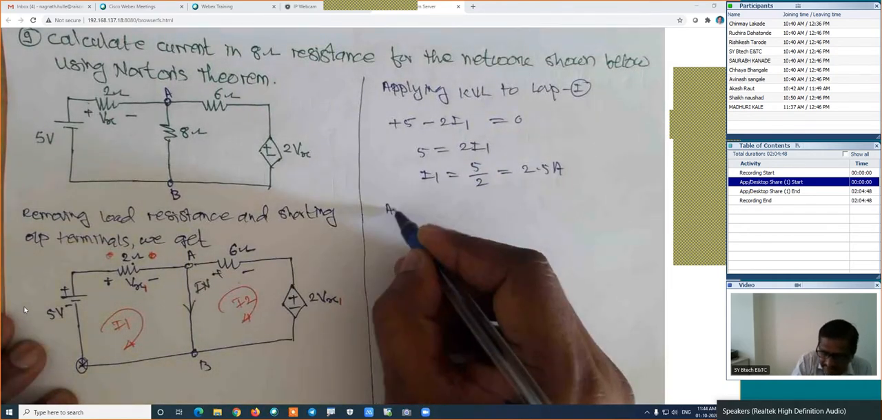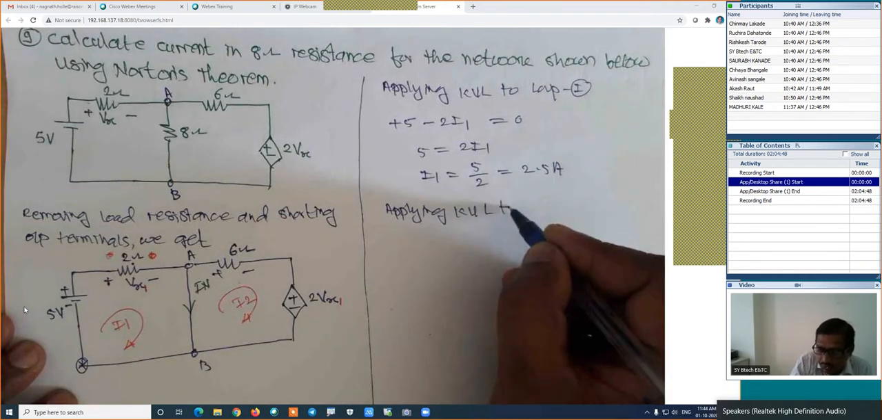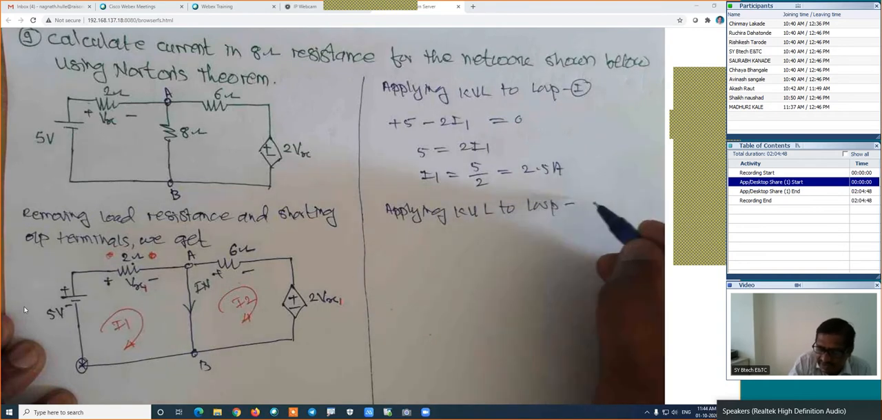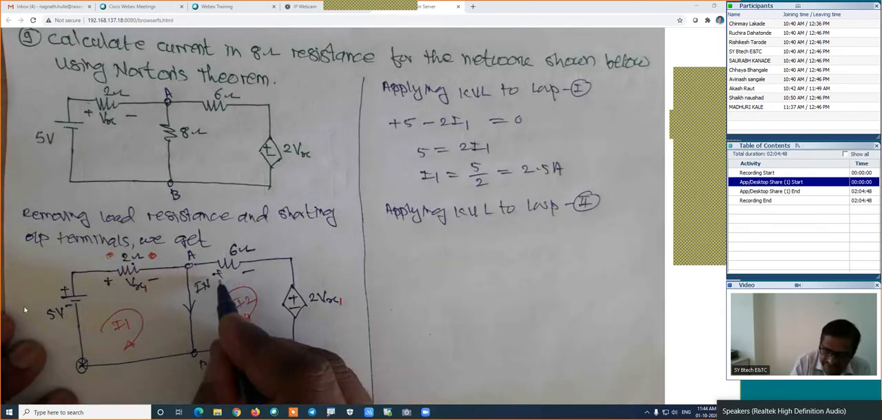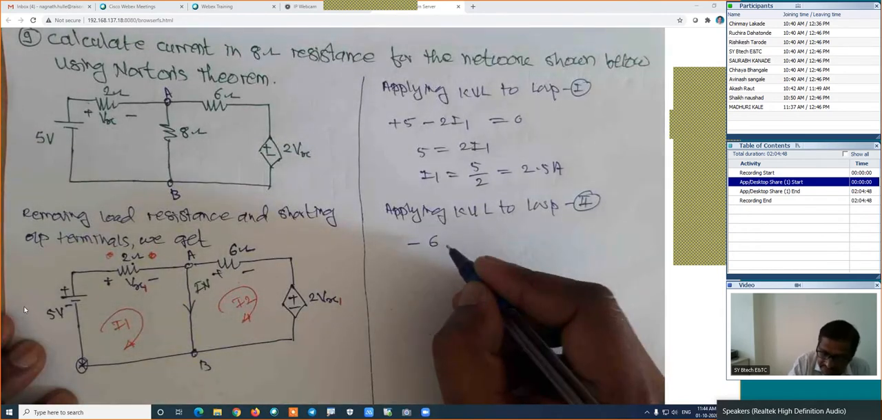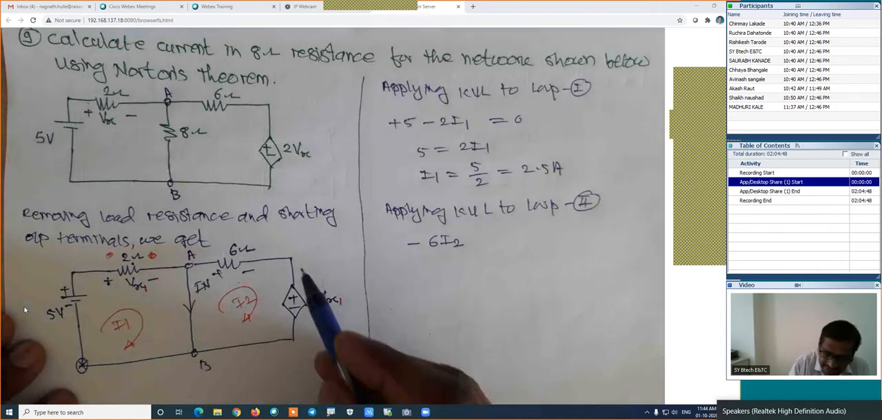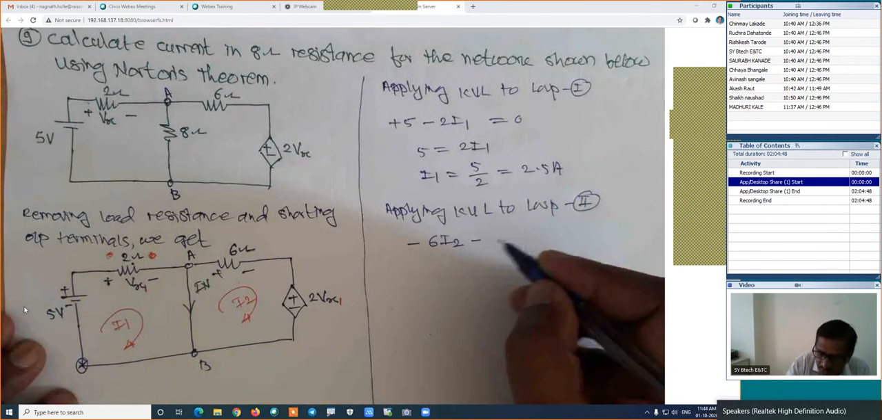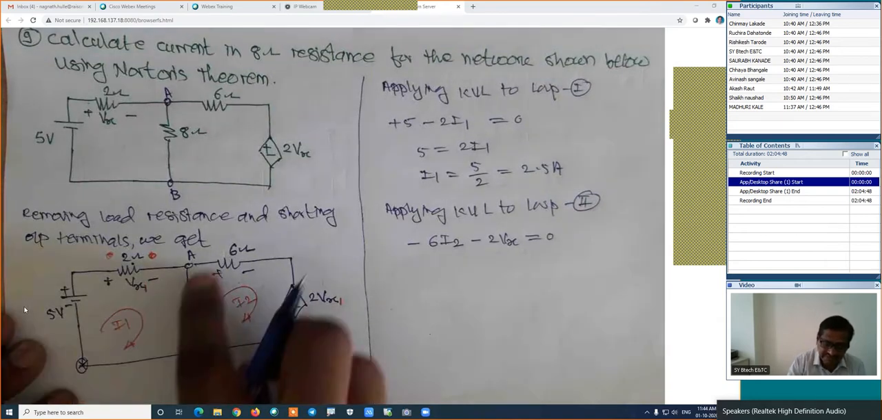If we know the I1, then we will apply the KVL to the loop 2. I will write here, applying KVL to loop 2. If we apply the KVL to the loop 2 and prepare its equation, positive to negative, that is a minus 6 into its current, which is I2, is the potential. Is it right? Then we are coming down positive to negative, that is a minus 2 into Vx, which is equal to 0. After that, there is no element in the circuit.